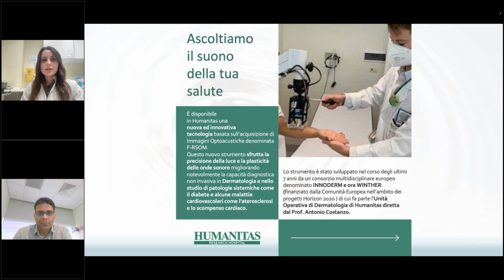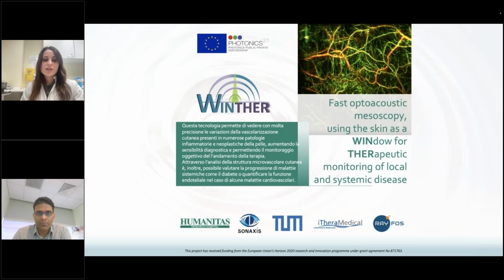We also made a flyer that we left to patients enrolled in our study to explain to them what RSOM is, how it works, and what its power and potential are in the monitoring of their pathologies. Thank you for the attention, and I'm here if there are any questions.